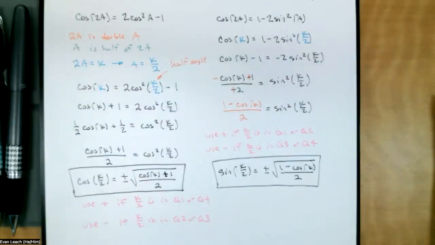Start looking at these identities by writing them down and remembering how to transition from one to the other. Double angle identity, just make A equal to B. Half angle identities, just turn your A into a K over 2 and solve for the cosine of K over 2 and sine of K over 2.